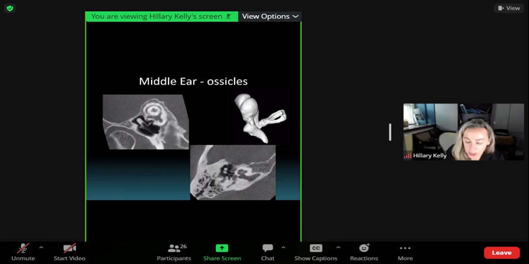And then you have these two crura that arch anteriorly and posteriorly and attach to the footplate, which covers the oval window. All right, you can see that here on this axial image.